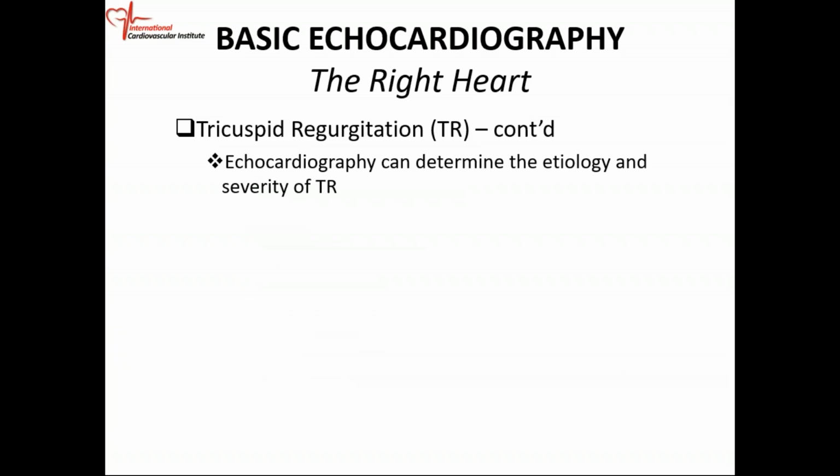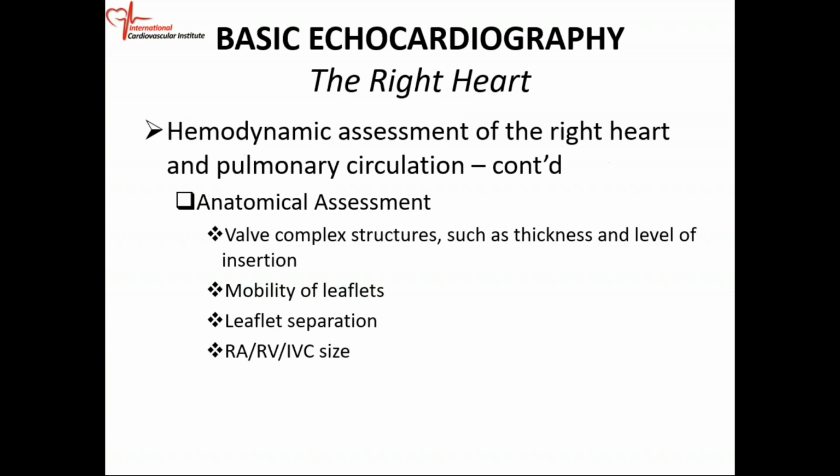All right. So again, echo is crucial in evaluating tricuspid regurgitation. You can use your echo to determine the etiology, what caused the TR murmur. Again, if the patient has a pacemaker lead which is impinging on the tricuspid leaflets and preventing proper coaptation, you can see that. And not only can you see it, but you can determine the severity, how severe it is, by doing your Dopplers.